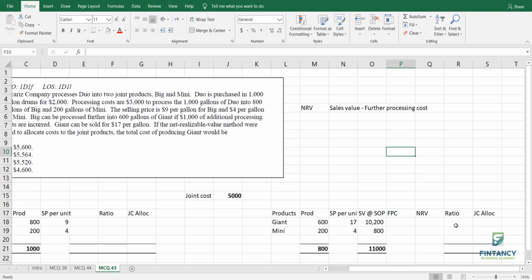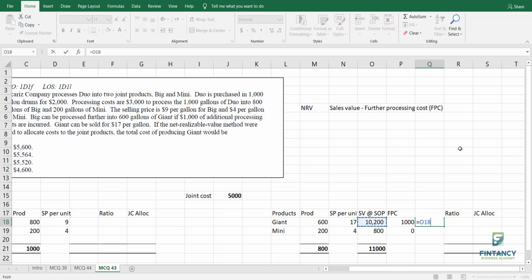FPC I am writing here for you in shortcut. Okay. So you can remember this. FPC. Okay. So further processing cost is for which product? Remember, here nothing, 0. But for Giant there is 1000 additional processing cost. To get the NRV, what I will do? Sales minus further processing cost. So NRV of Giant is how much? 9200, and NRV of Mini is 800, same as sales value, because there is no further processing cost.